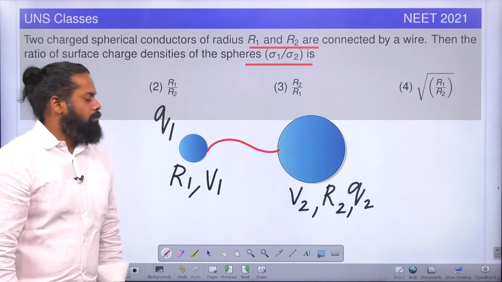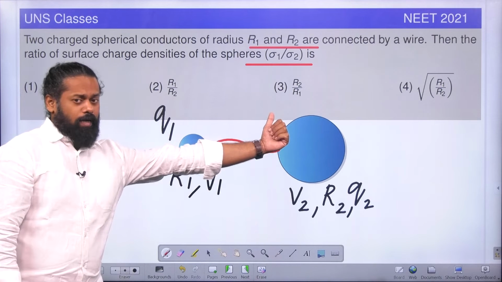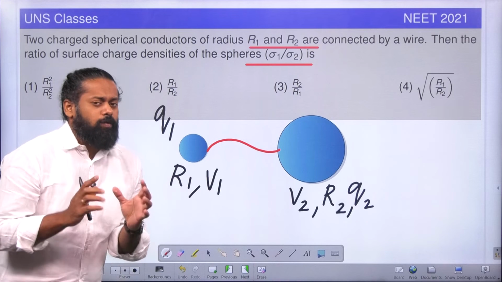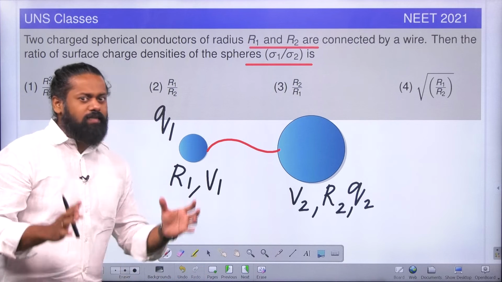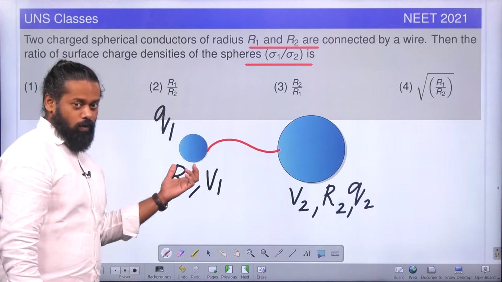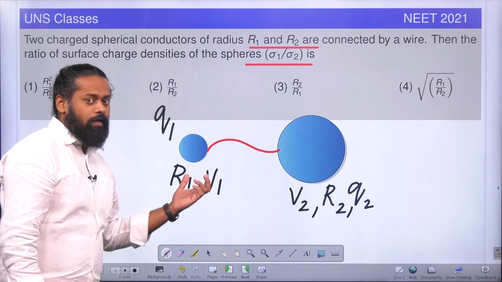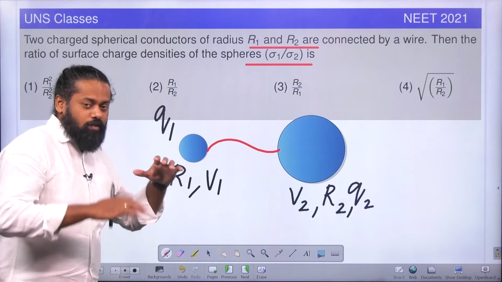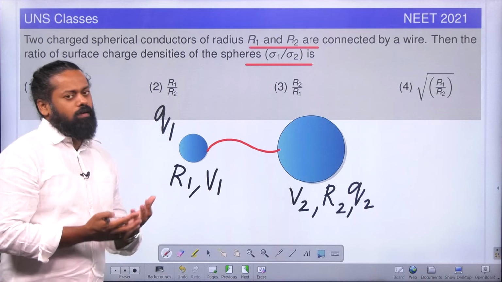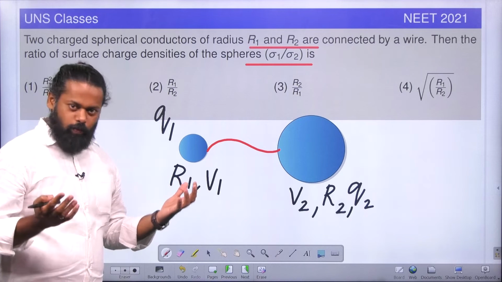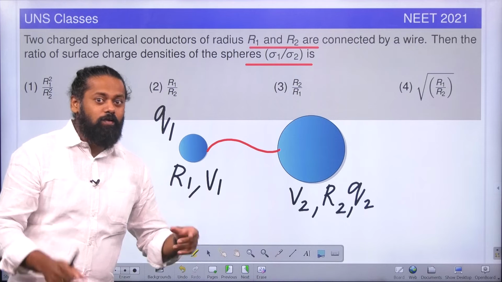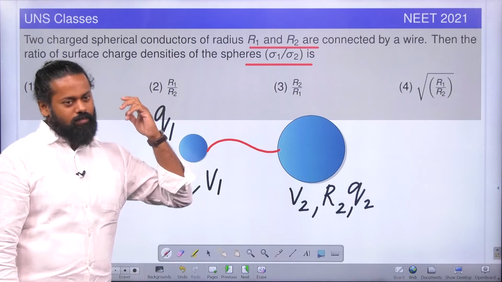When you are connecting two spheres through a conductor, both should exist at the same potential. That is the key concept we are going to use in this problem. You know how to find the potential of a spherical conductor: if the charge Q1 is there and the radius is r1, the potential is K Q1 by r1. All of you know that. So both potentials can be found and equated because both are connected by a conductor. Let us see that.